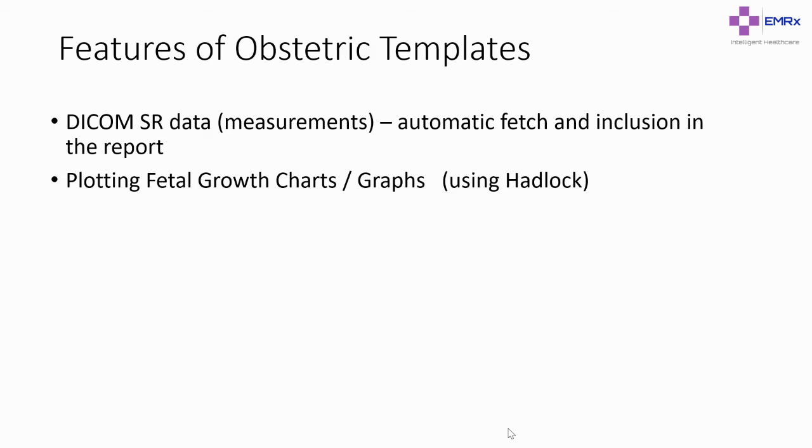The second feature of these templates is fetal growth charts or graphs. So we currently support the Hadlock formula for this. So fetal growth charts are drawn and can be included in the report for various fetal biometry parameters such as BPD, HC, AC, FL, and estimated fetal weight. Of course, all of these are optional. You can choose to have any of them or all of them or none of them as you wish.